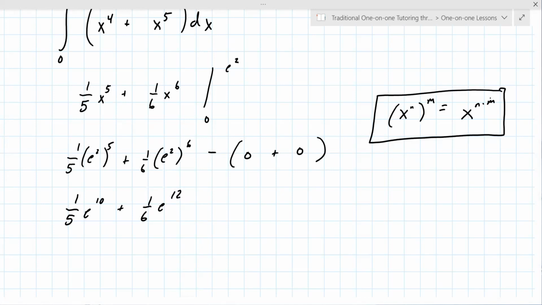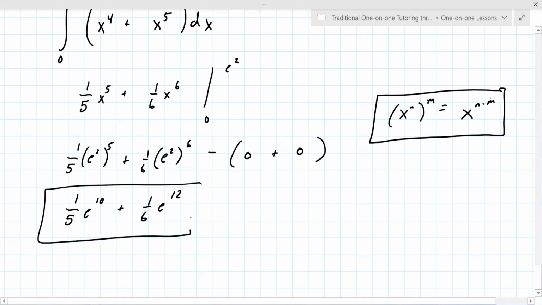And then do you make a common denominator and add them, or is this done? Can I write it like e to the 10th over 5 plus e to the 12th over 6? Yes, that's perfect.